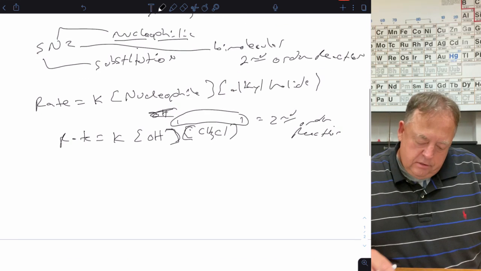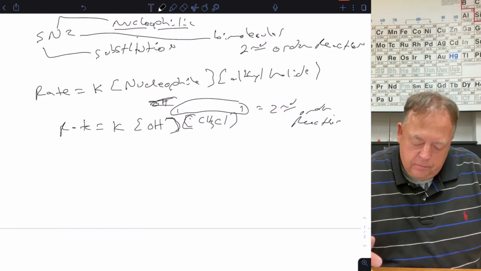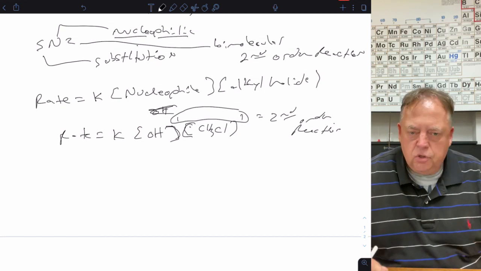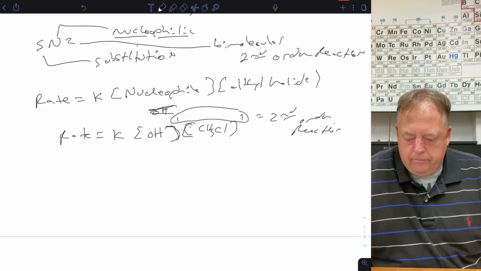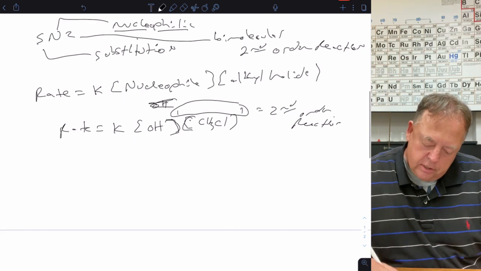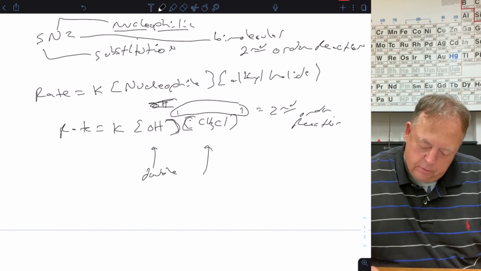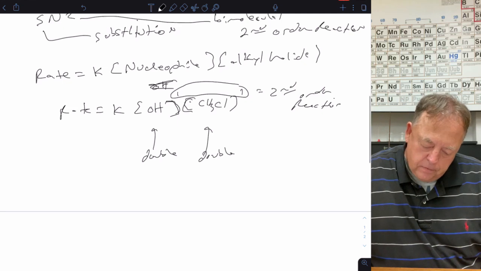So we're not going to be doing any calculations with kinetics. You just basically need to know that an SN2 reaction is a bimolecular reaction, and then understand at least the basic math, like what would happen if we double the concentration of this, and if we double the concentration of this, how would that change the rate overall?